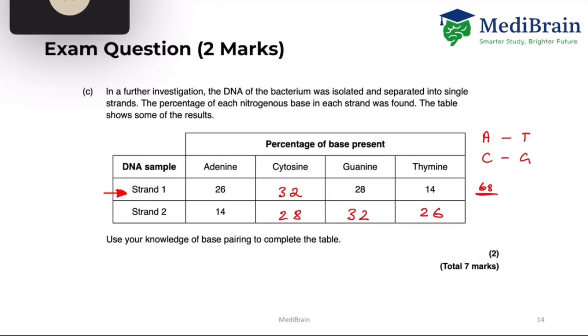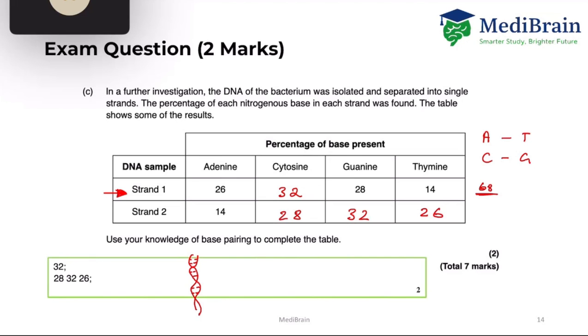Just remember, strands 1 and 2 are opposite of each other, like we have over here, and they're going to pair opposite each other, just like that. So whatever you have in strand 1, the opposite letter must be this of the same percentage. Okay, and there we have 32, 28, 32, 26.